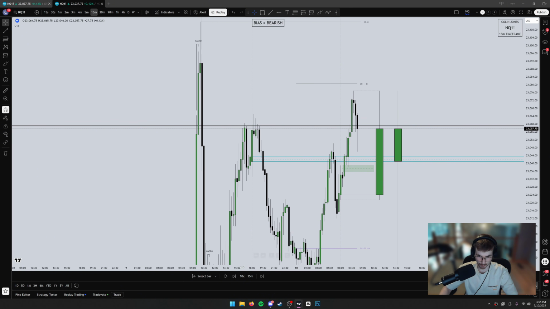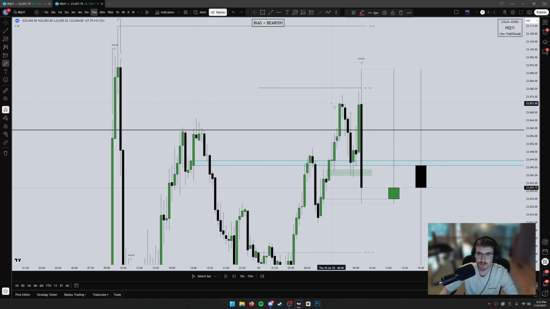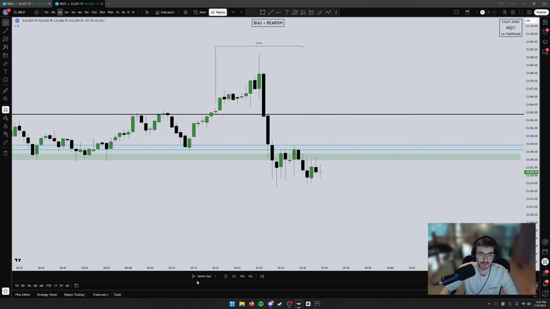So because of that, if we come back to today, you'll notice that this gap was closed above and below, so we're not going to use it. And this inversion gap right here was also closed above and below, so we're not going to use it. Our next best thing is going to be this 15-minute bullish gap that we need to get inversed, right? So if we hop back down to our 1 minute chart, I'll show you what that looks like.